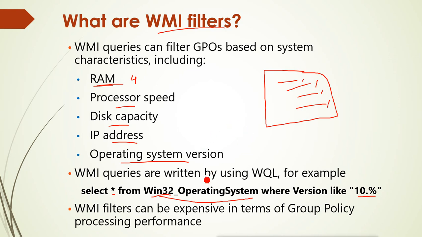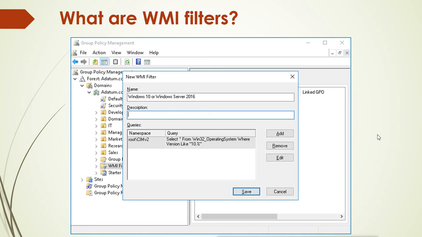These WMI filters can be expensive in terms of group policy processing performance. It will have an impact on processing performance, so the policy will apply slowly, but we can use this to filter out some operating systems. So first we have to create the filter.